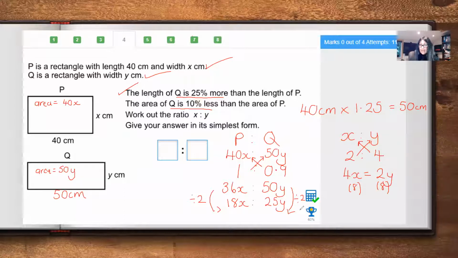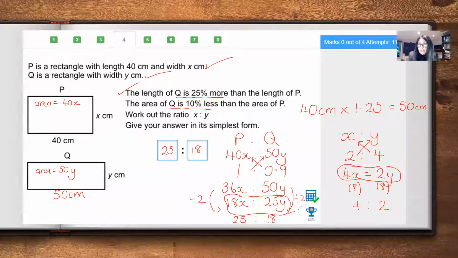Now, think back to this one here. When we got to this stage, it looked pretty similar to what we've got now, 18x and 25y. Here the ratio is not 4 to 2, is it? It's the other way round because we cross multiplied. So the ratio here, which my student put, is not 18 to 25, it's 25 to 18. So that is my final answer.